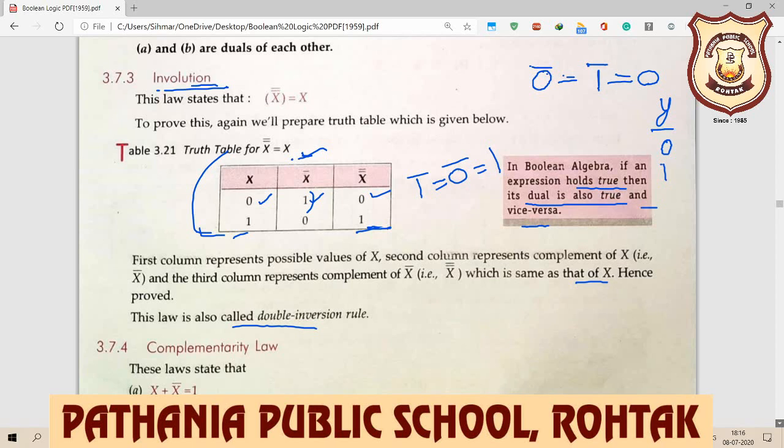This law is also called the dual inversion rule.